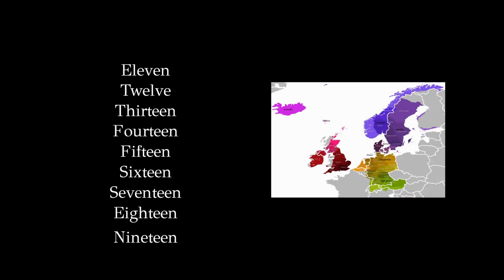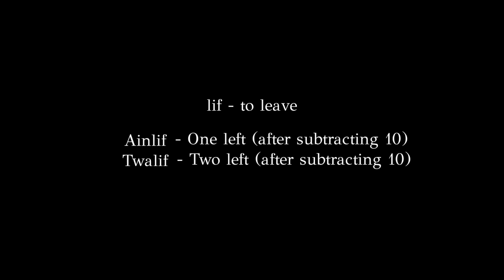And what about the next numbers? Why do all the numbers from 13 to 19 end in teen, but not 11 and 12? This quirk is because of Proto-Germanic, a branch of Indo-European which is the ancestor of Germanic languages like German, English, Dutch, Swedish, etc. 11 and 12 were once Einlif and Twalif. Lif here meaning to leave. So Einlif is 1 left after subtracting 10, and Twalif is 2 left after subtracting 10.